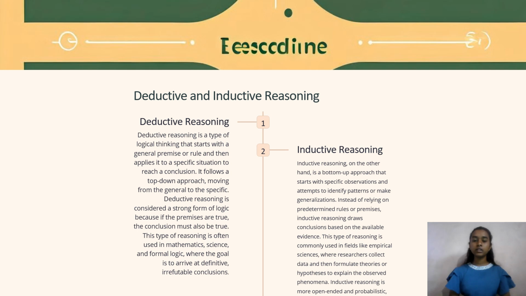This type of reasoning is commonly used in fields like empirical science, where researchers collect data and then formulate theories or hypotheses to explain the observed phenomena. Inductive reasoning is more open-ended and probabilistic, and its output can be either true or false.